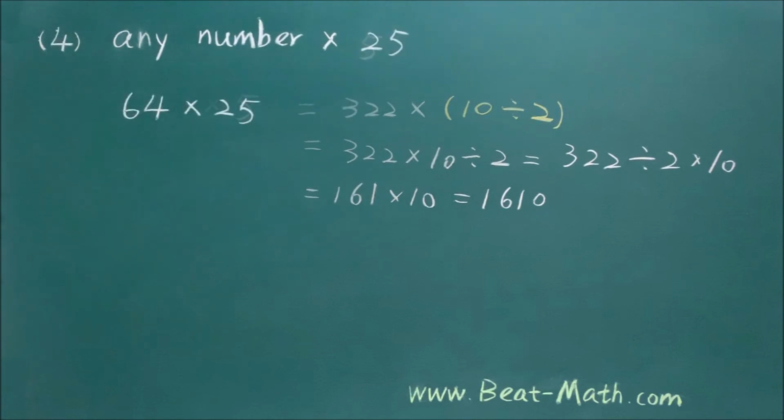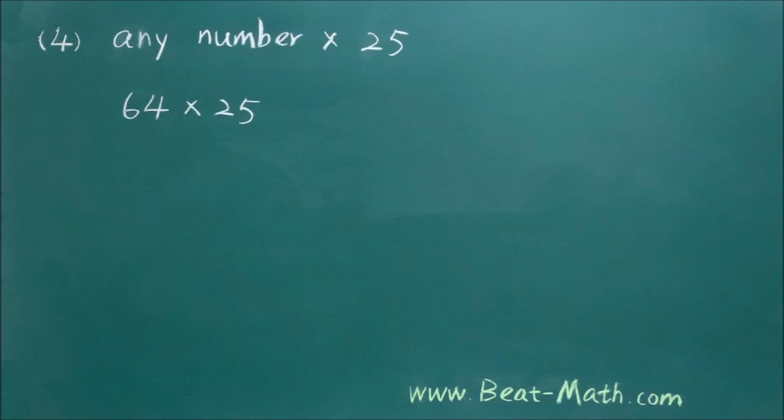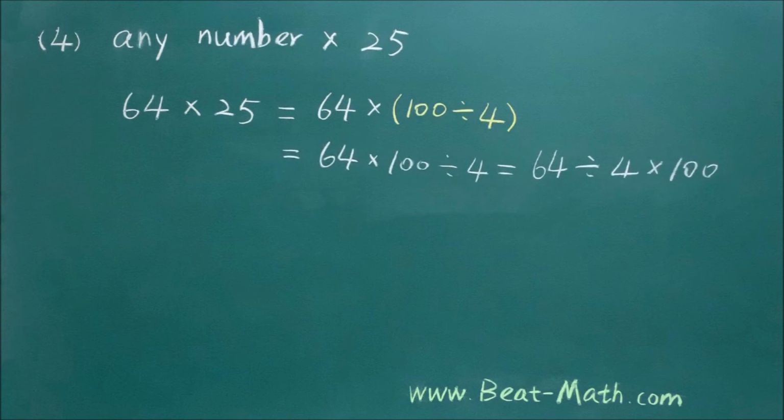The next example, 64 times 25. We all know 25 equals 100 divided by 4. So using our new multiplying trick, we can calculate 64 divided by 4 first, and then we multiply the rest by 100 to get the final answer. 64 divided by 4 is 16. Then just put 2 zeros after 16 and get the result of 1,600. This method can be used in calculating the product of any number in 25.